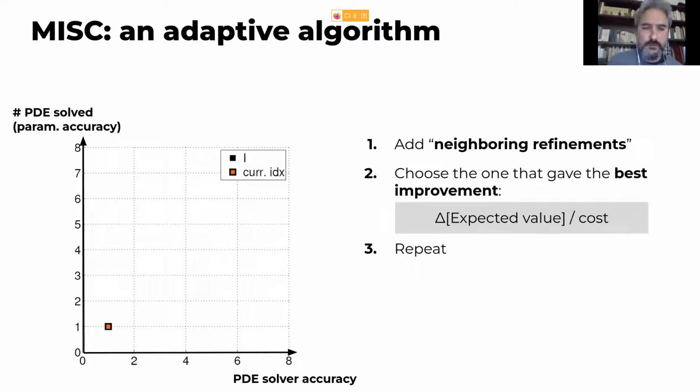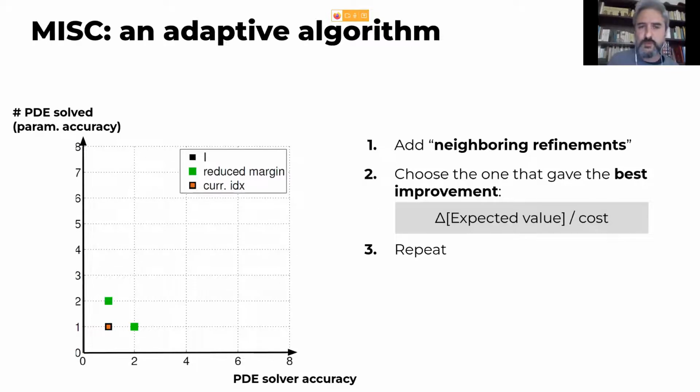And how do you do that in practice? Well, you do this with the usual Gerstner-Griebel adaptive algorithm. You start from the initial coarse discretization, you refine once in the parametric space and once in the PDE solver, and then say it turns out that it's more effective to increase the parametric accuracy, then you keep iterating along this direction. So you further sample in the parametric space, then maybe you see that at this point it is more effective to increase the solver, and then you get further on, okay?